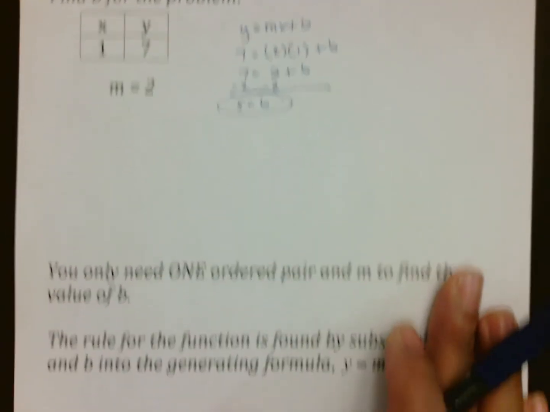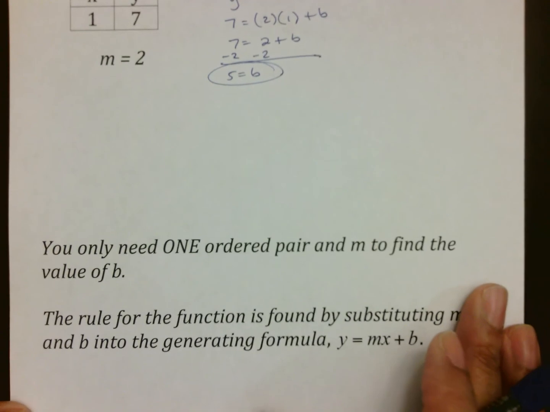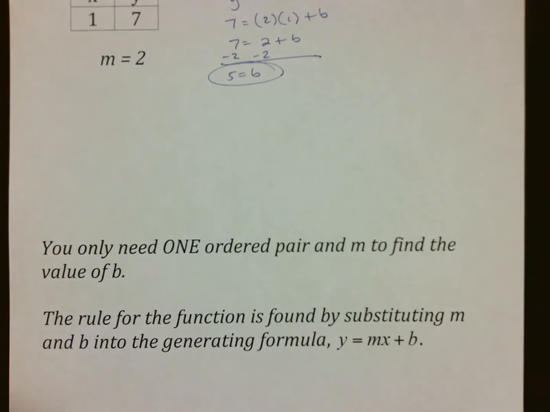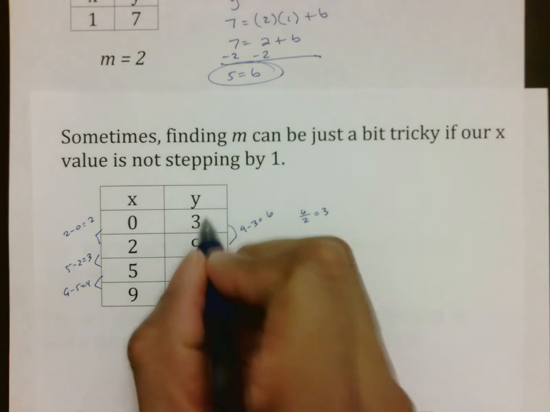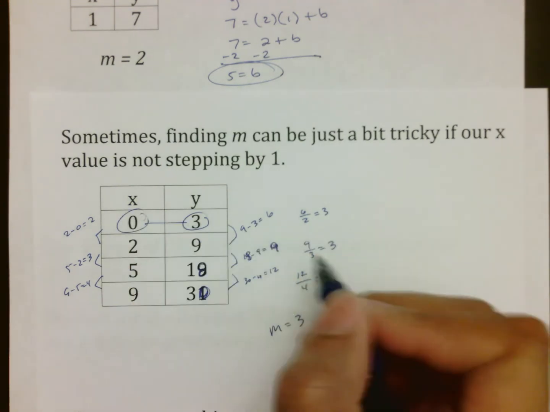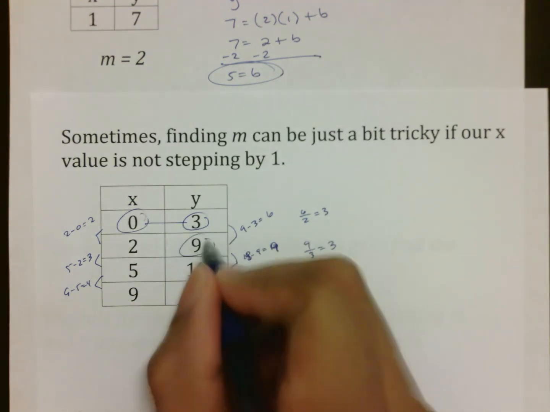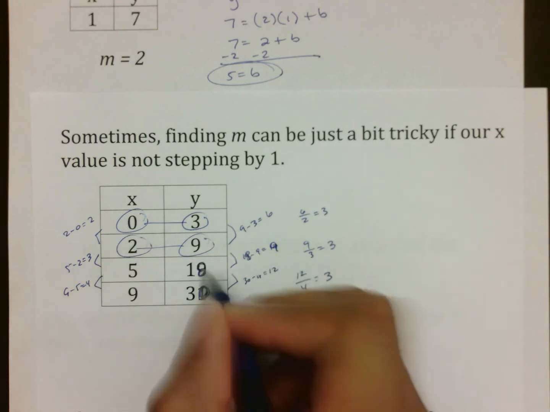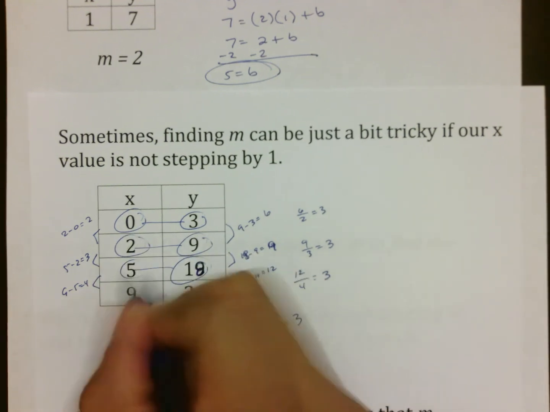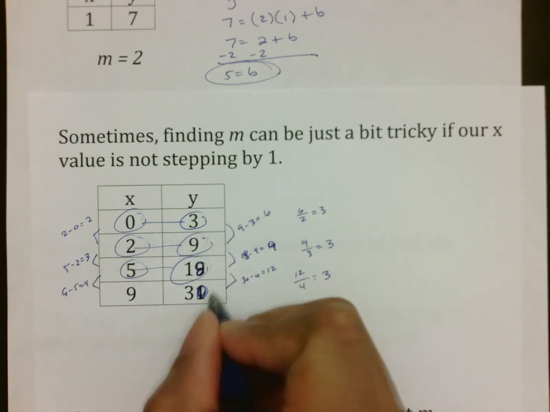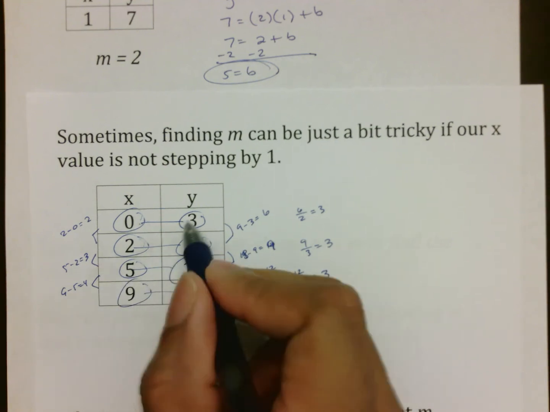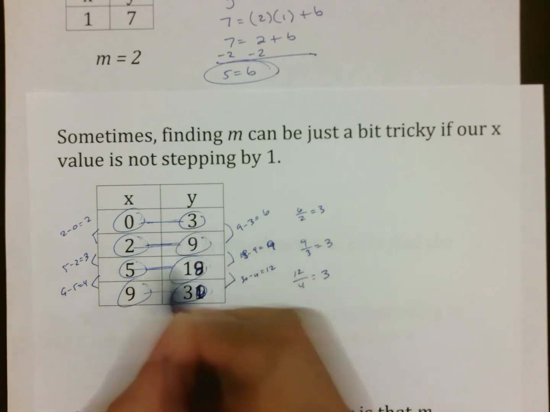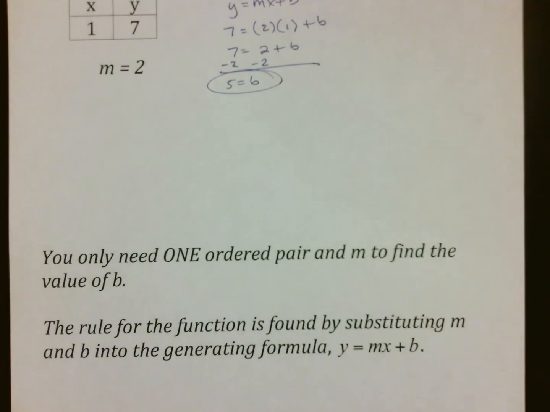Alright? You only need one ordered pair and m to find the value of b. So if you were looking back at this table, you could use y equals 3 with x equals 0. Or you could use y equals 9 with x equals 2. Or you could use y equals 18 with x equals 5. Or you could use y equals 30 with x equals 9. But you cannot mix these things. You have to go with whatever the ordered pair is. But again, you only need one in order to do that.